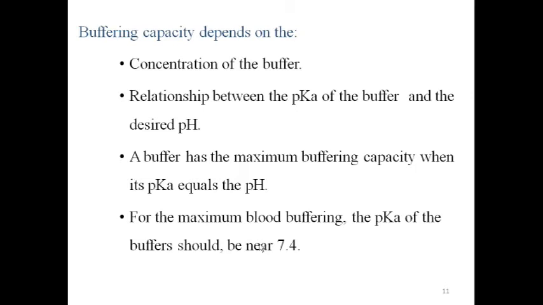These are some factors on which buffering capacity depends. The first one is the concentration of the buffer. The second one is the relationship between the pK of the buffer and the desired pH. A buffer has maximum buffering capacity when its pK equals the pH. Next, for maximum blood buffering, the pK of the buffer should be near 7.4.